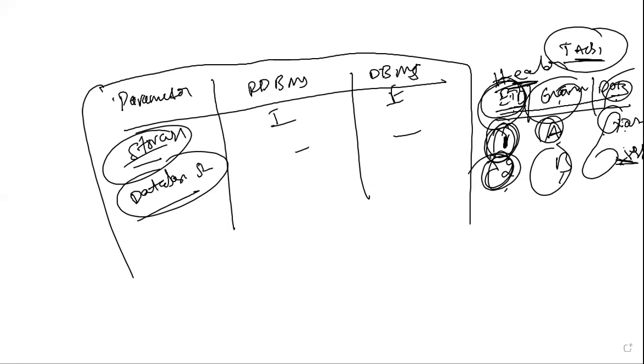DBMS stores data in navigational or hierarchical model. I hope everybody knows what a hierarchical form is. DBMS stores in hierarchical or navigational form.